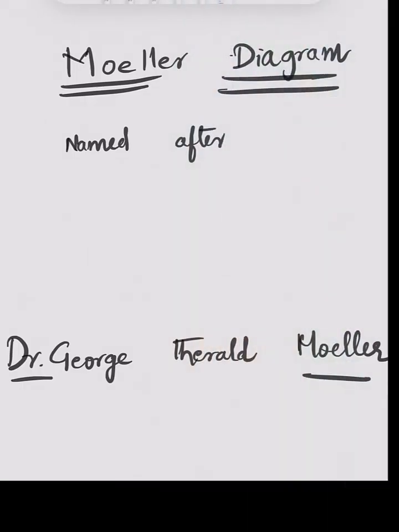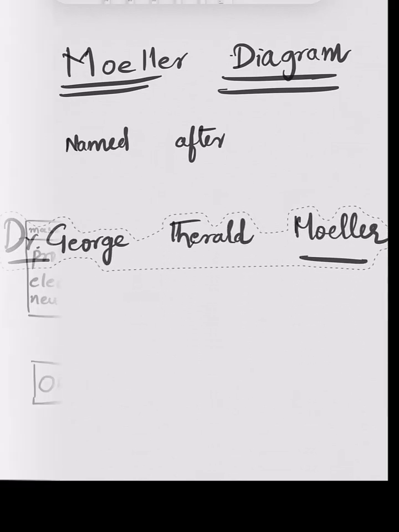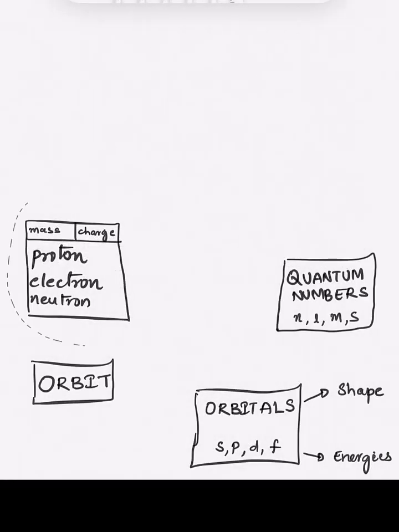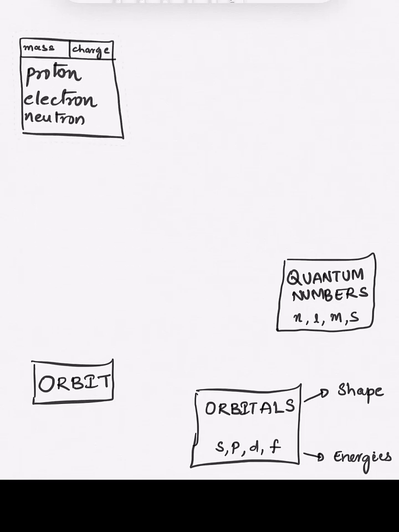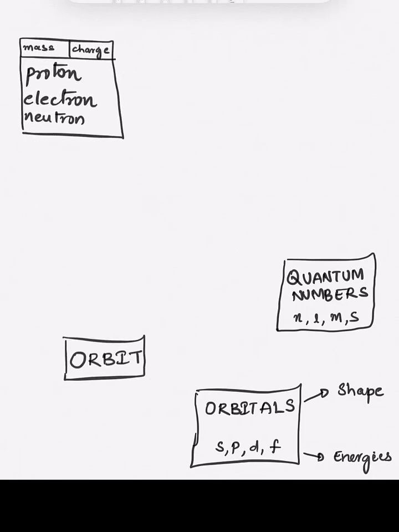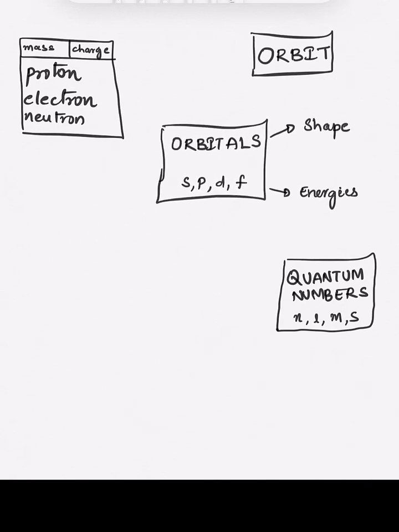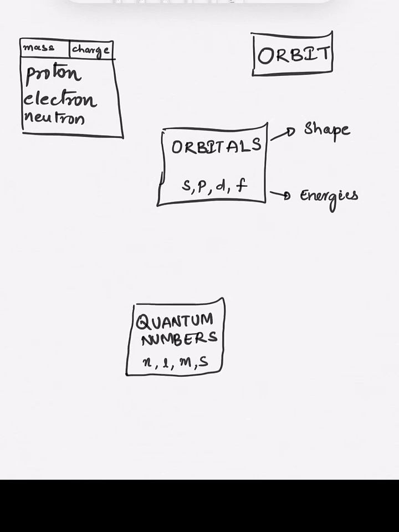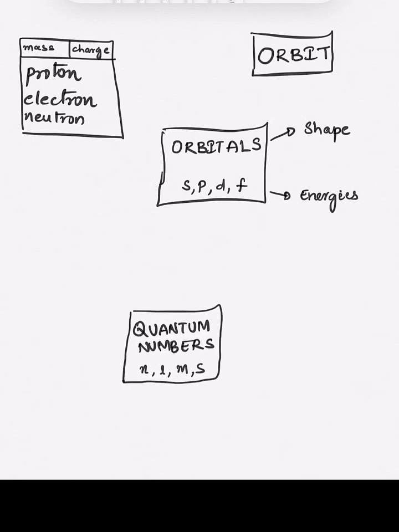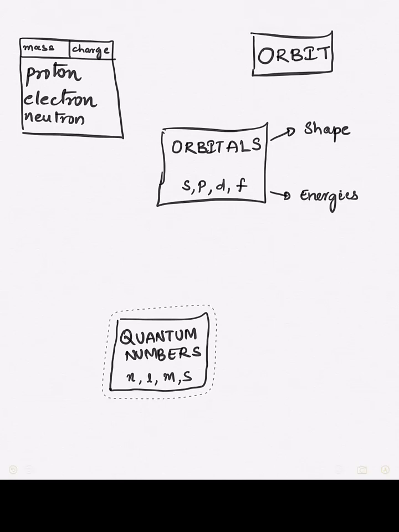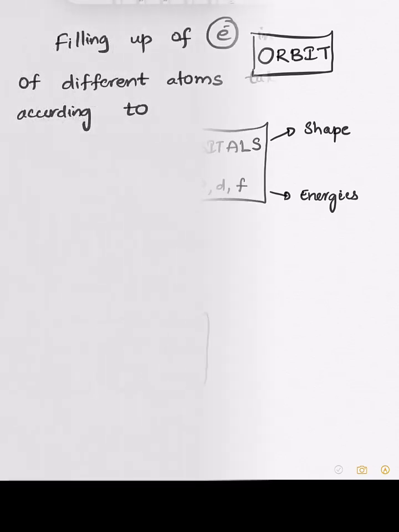Moeller diagram. This was named after Dr. George Thorold Moeller. Before starting to learn the Moeller diagram, you should have an idea of proton, electron, neutron, orbits, orbitals such as s, p, d and f, and quantum numbers such as n, l, m and s.